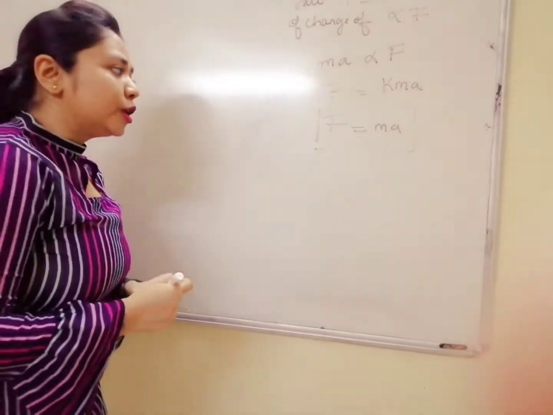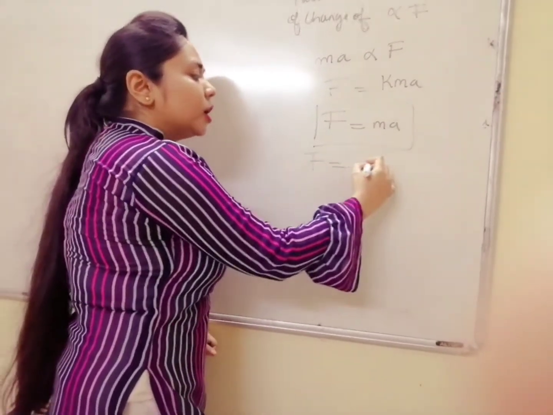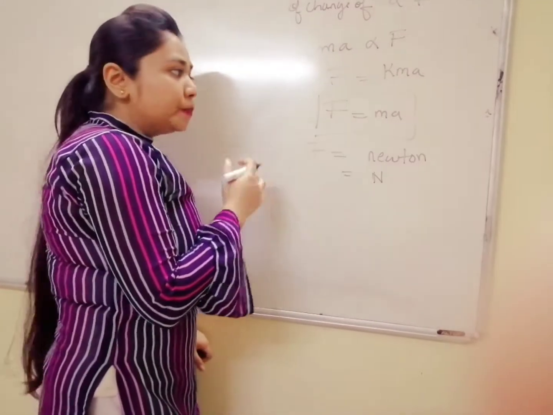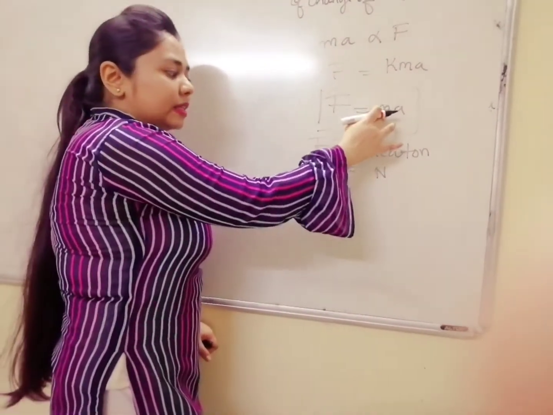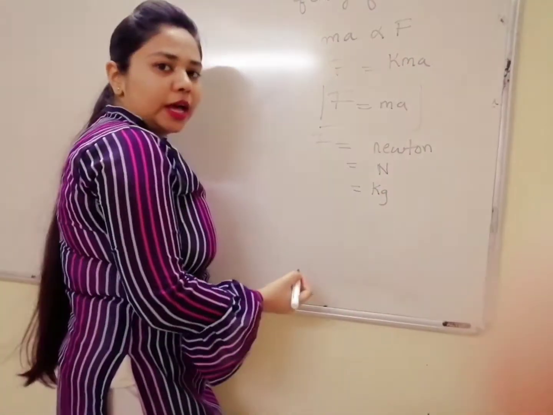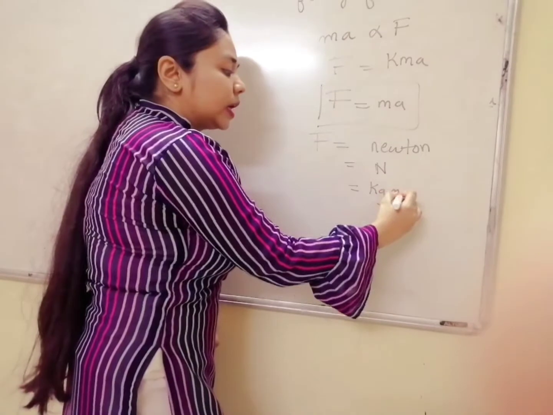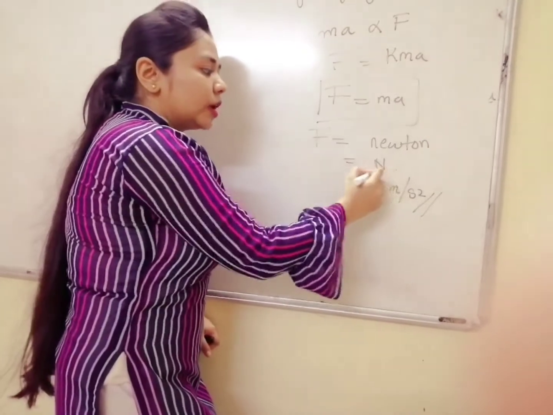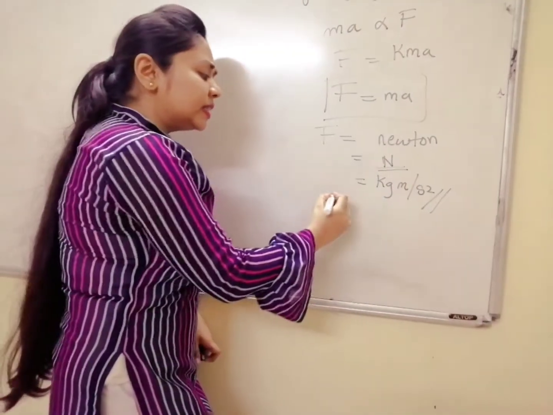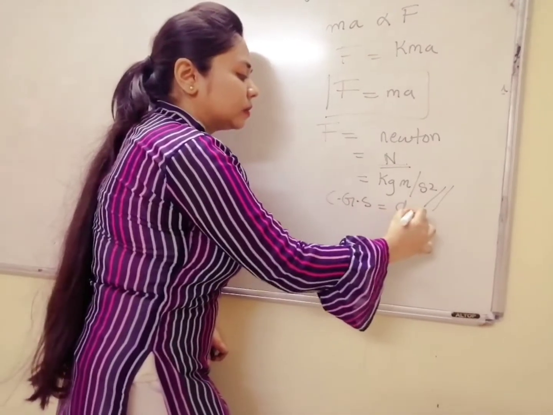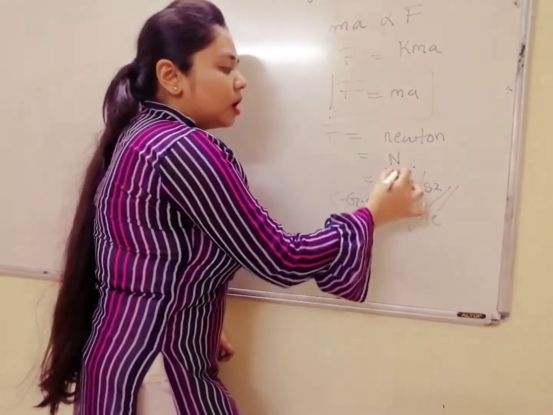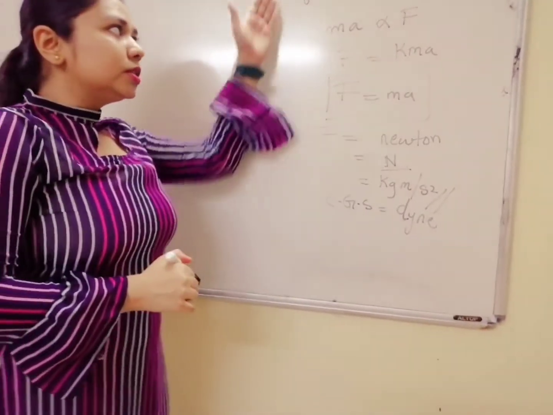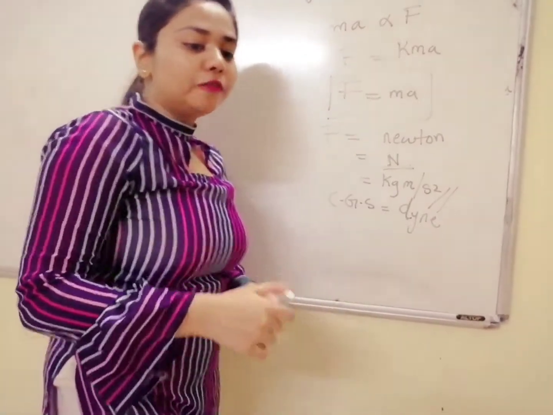Now what is the SI unit of force? The SI unit of force is Newton, or you can write it as capital N. Also, mass is in kg and acceleration is in meter per second square, so it is also kg meter per second square, which together is known as Newton. And the CGS unit of force is dyne. So the SI unit is Newton, or kg meter per second square. Okay, so this is all that we study in the second law of motion.